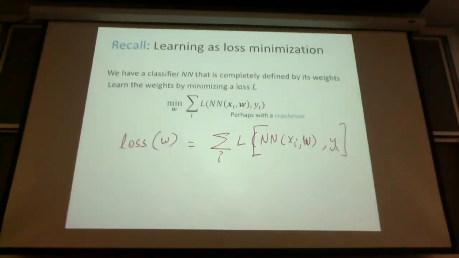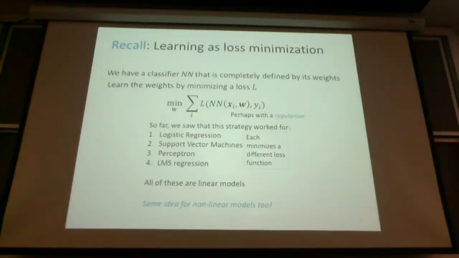Now, we've seen this works for other things. We've seen this work for logistic regression, where you minimize the log loss for a linear classifier. It works for SVM, where you minimize the hinge loss for a linear classifier. It works for perceptron, where you minimize the perceptron loss. It even works for regression. If you're doing regression, you should be minimizing the square loss. All of these were linear models, but the same thing could apply for non-linear models as well, for neural networks. So we can try that.